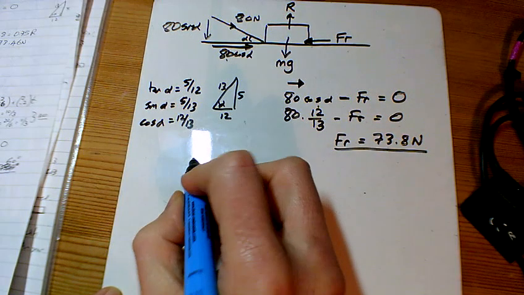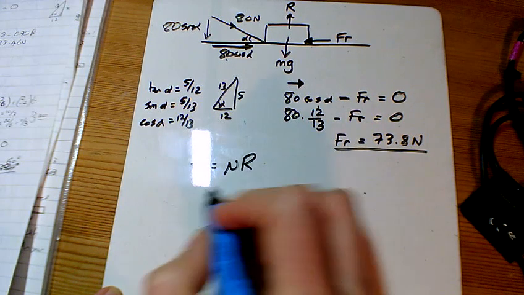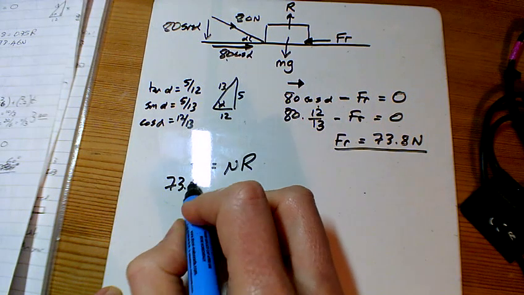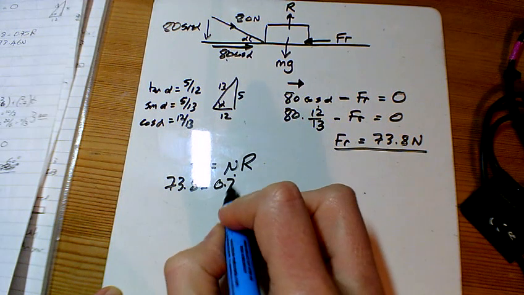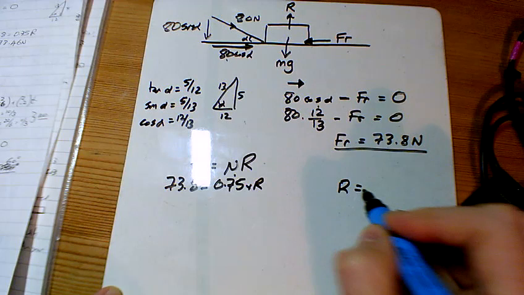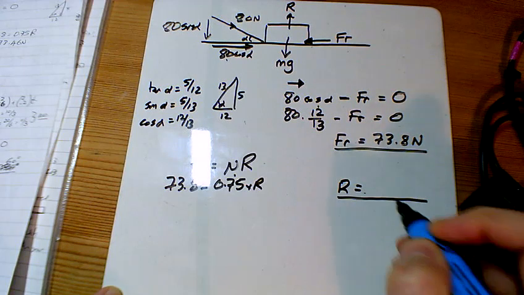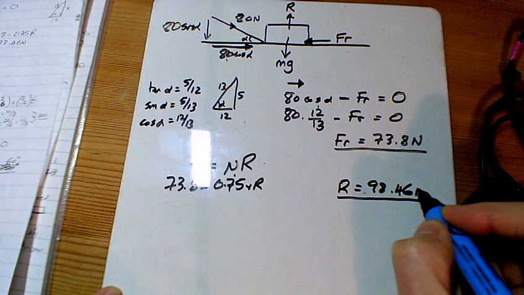Now there's a little formula for friction. Friction equals mu R. We know what the friction is now, and mu, they told us, was 0.75 times R. So the second part, much quicker, the second part is that R is 98.46 newtons.